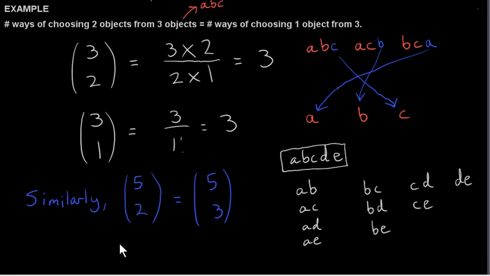We calculate 5C2. We start with 5, multiply by 4, and divide by 2 factorial. And we have 20 divided by 2, which is 10.